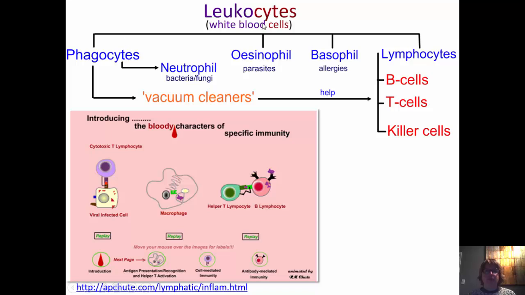All right, so back to our leukocytes, our white blood cells. We've talked about our phagocytes, our vacuum cleaners, briefly. They are going to help our other cells, our lymphocytes, the main characters of specific immunity. You have something called a cytotoxic T lymphocyte. You have macrophages. You have helper Ts and B lymphocytes.